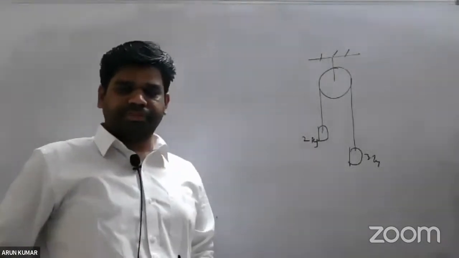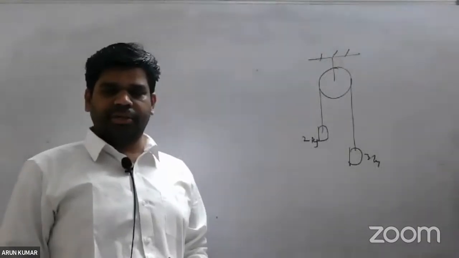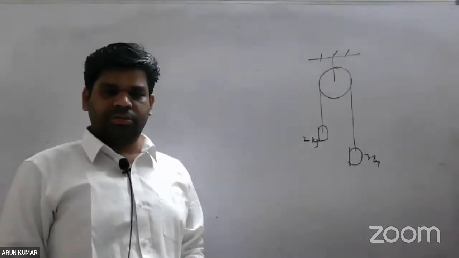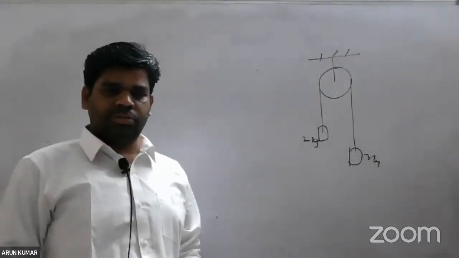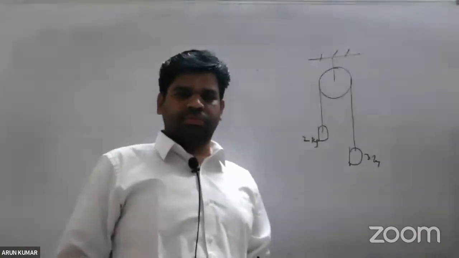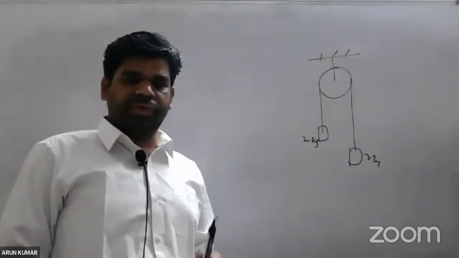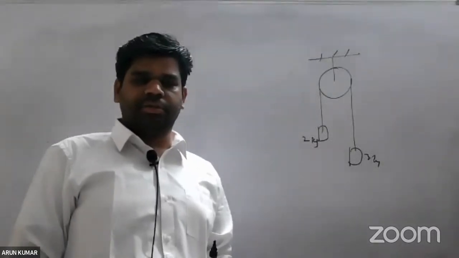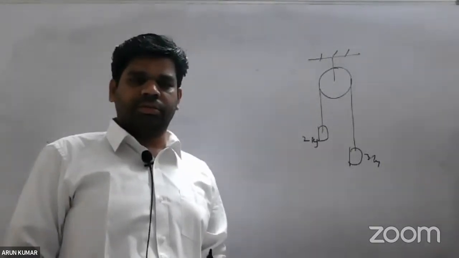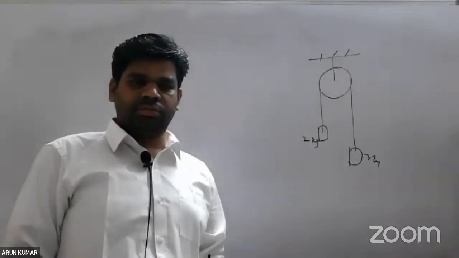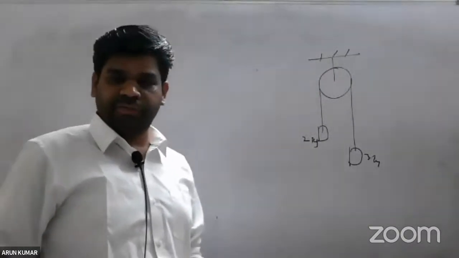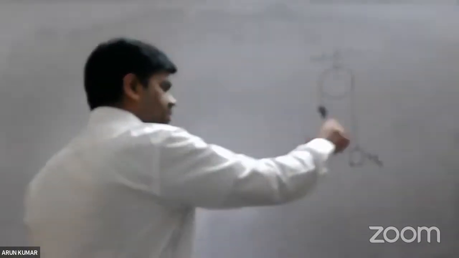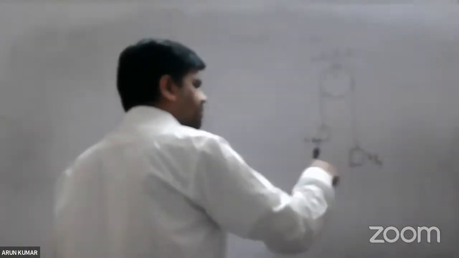It's a look and say problem. You have done this. You have not revised anything? So I'm telling you, g by 5. Right. So it's 3g minus 2g is g, by total mass 5.